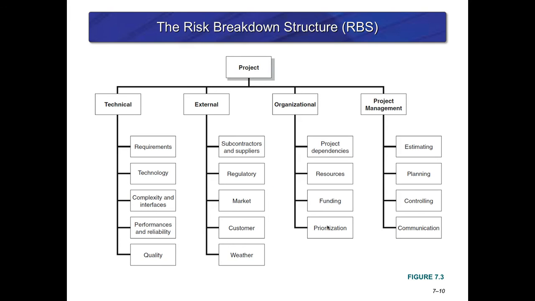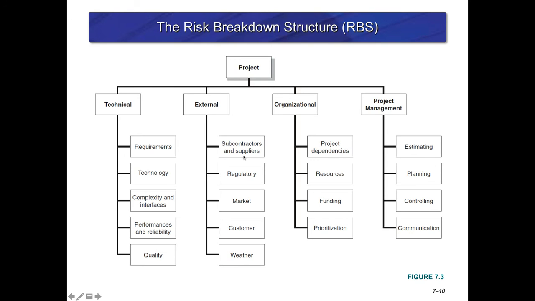When you're actually looking at this, let's say for this particular structure, this would be a risk breakdown structure that mirrors the work breakdown structure for the last project that we looked at. So you've got your technical, your external, your organizational, and your project management, right? Technical risks, right? Maybe the requirements don't get met. Maybe the technology is not there yet, and so on and so forth.